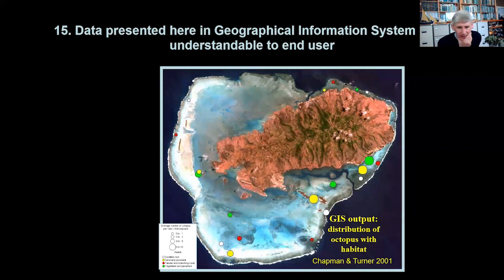Now, we surveyed this reef, and our surveys counted the number of octopus per 10 meter by 50 meter transect. The number of octopus goes up to the biggest circles, which are 10 octopus per 10 by 50 meter transect. And the color refers to the substrate.